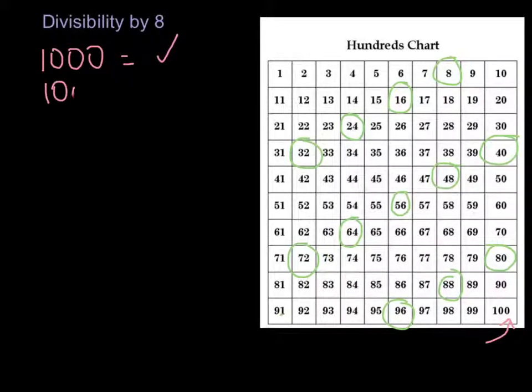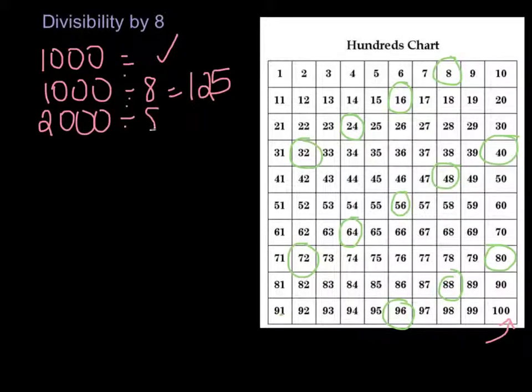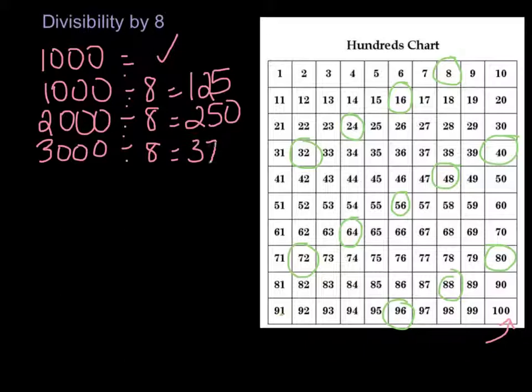So 1000 divided by 8 is 125. 2000 divided by 8 is 250. 3000 divided by 8 is 375, and so on and so on. So any multiple of 1000 will be divisible by 8. However, the multiples of 100 are not divisible by 8 like they were with 4.